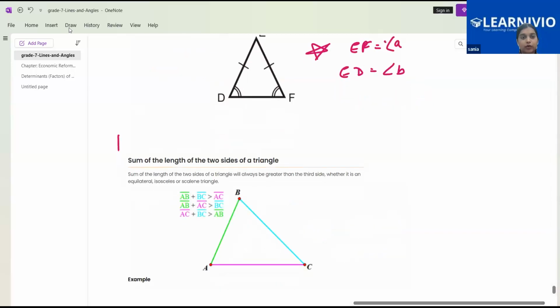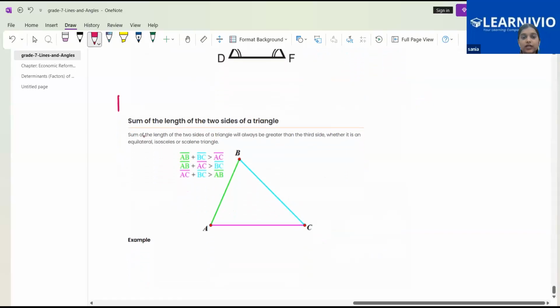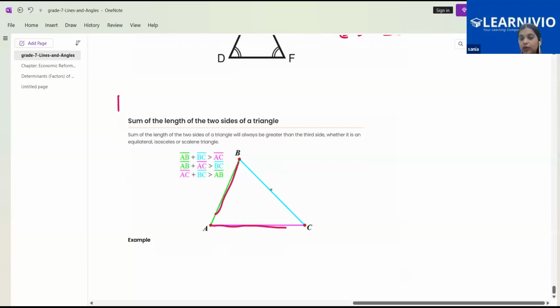Now this is very important. The sum of the lengths of two sides of a triangle will always be greater than the third side, whether it is equilateral, isosceles or scalene. This is the rule you should remember. If AB is the longest, if you add AB and AC, it will be greater than the third side. If you add AC and BC, it will be greater than the third side. This is a property. In case this criterion is not fulfilled, that means it is not a triangle.